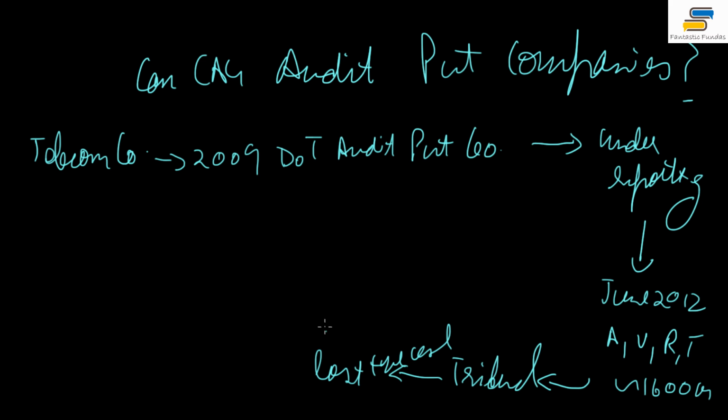Against that, they went to the Supreme Court. The Supreme Court said go to the Delhi High Court first. The Delhi High Court said that the DOT is right and you have to pay the money. In the Delhi High Court, they questioned, can the CAG audit a private company? It said yes, it can audit. The Delhi High Court held this.